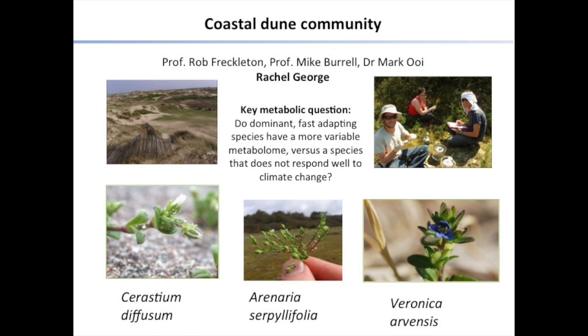this is Rachel George's PhD. She's not here today, she's hopefully handing in her PhD thesis today. She's looking at these coastal species around locations across Europe and trying to find whether the metabolic fingerprint, or the plasticity of this fingerprint, is related to how well a species can respond to climate change and warming events across Europe. So, a very dominant, fast-growing species, does it have a more variable, plastic metabolome versus a species that doesn't respond so well to climate change?